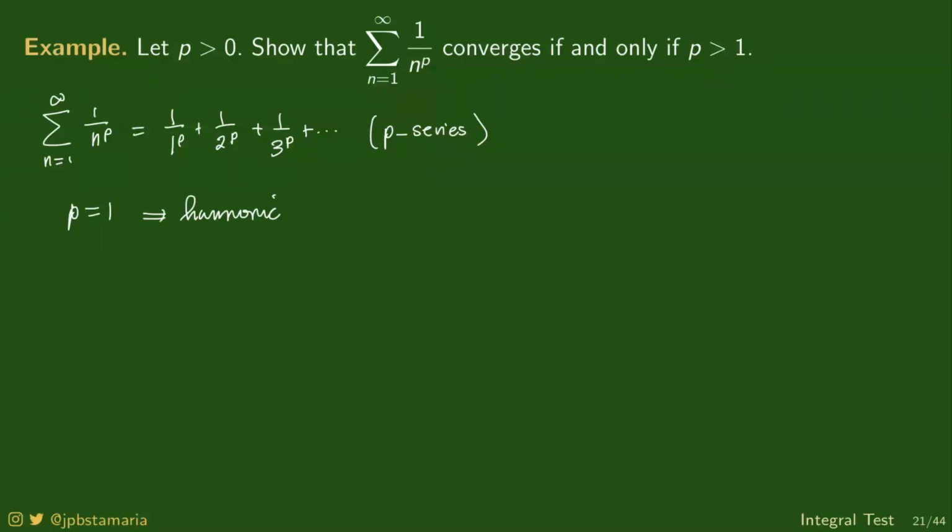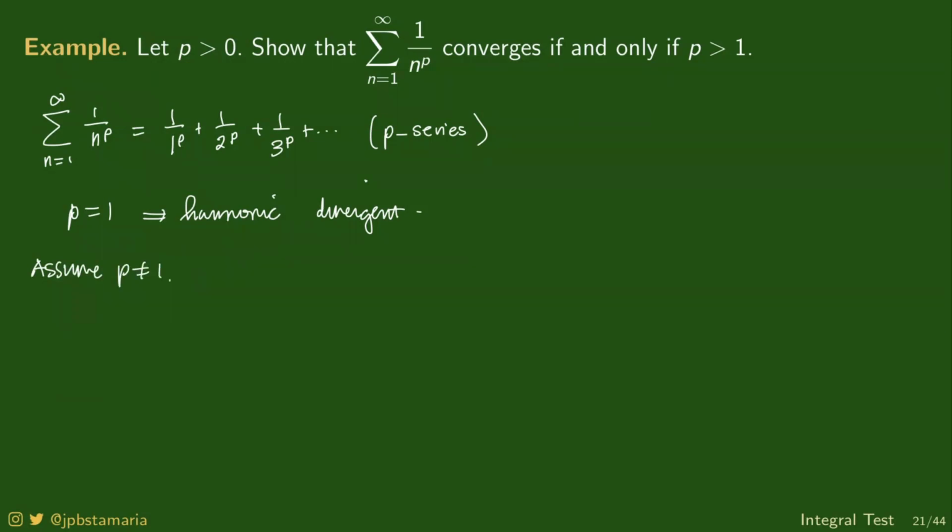So, we will prove that this P series will converge if and only if P is greater than 1. How would we know that? First of all, if P is 1, it's harmonic, so it's divergent. Let's not look at the case when P is 1. Assume that P is not 1 so we have no problem.